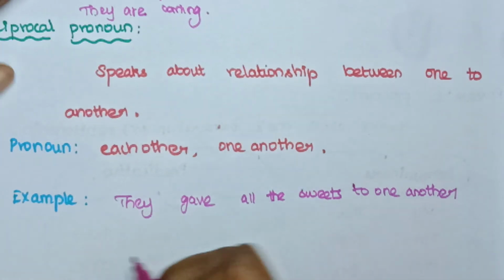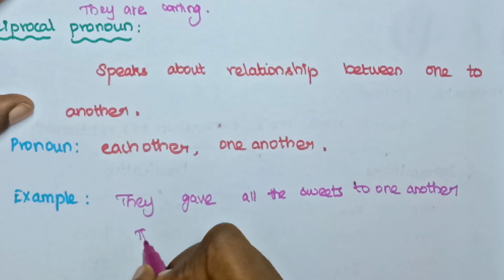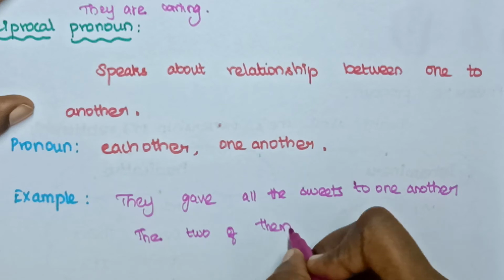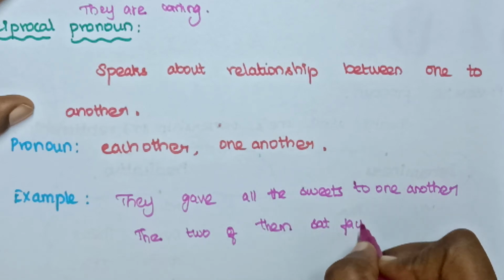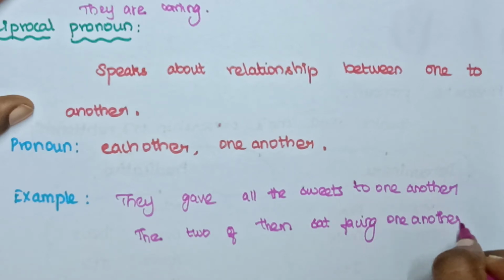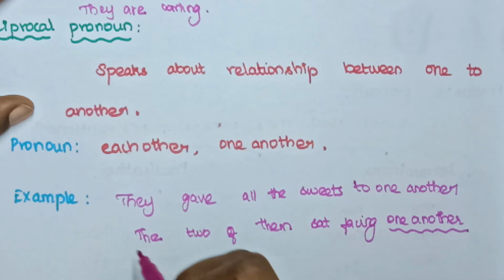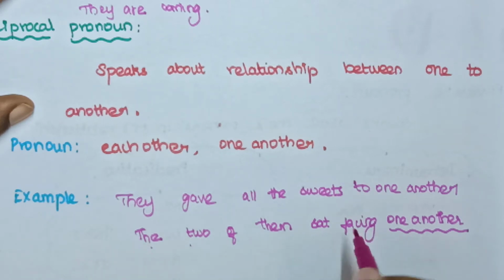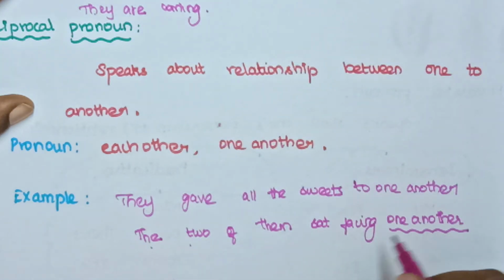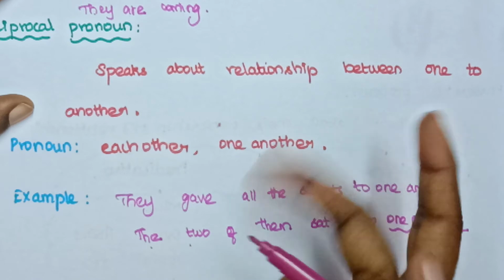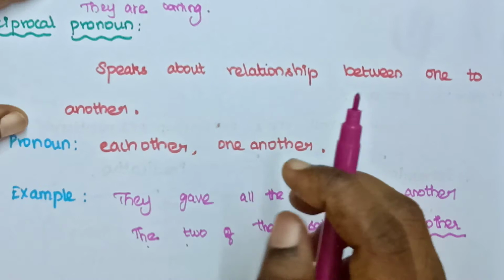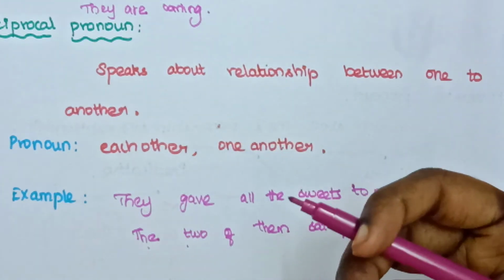Or they gave all the sweets to one another. Or we can say another example, the two of them sat facing one another. So here, which is the pronoun? One another is the pronoun here. See, the two of them sat facing one another, in the sense that they both sat facing one another. So it here describes the two persons and the relationship between them. Then each other is also a pronoun used here, that is, a reciprocal pronoun.